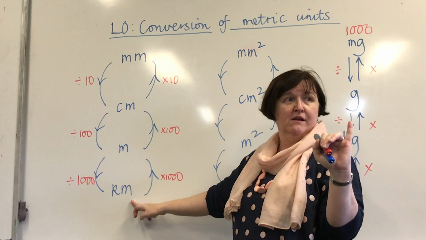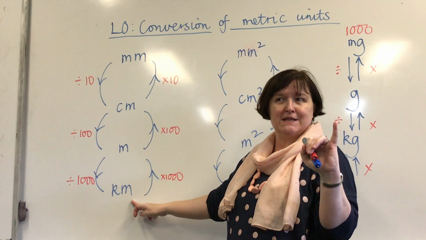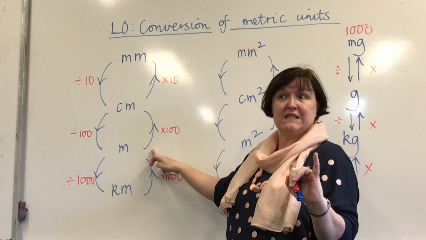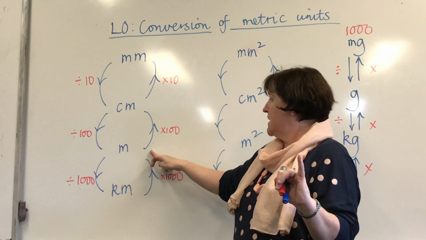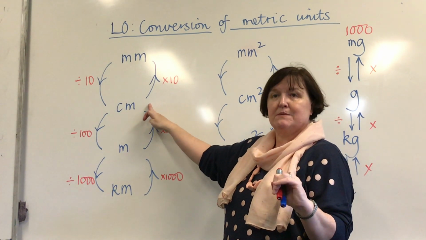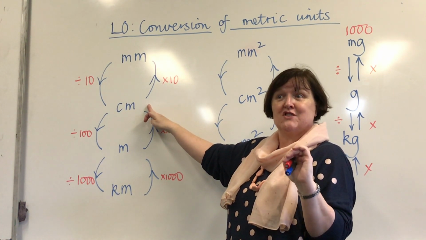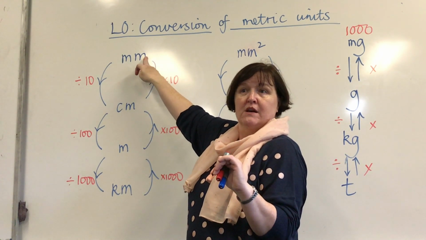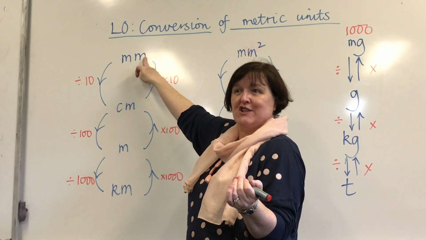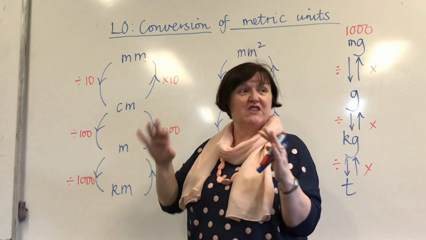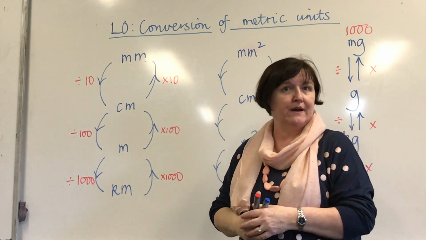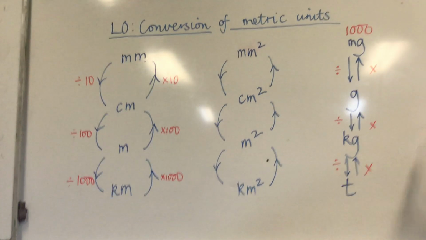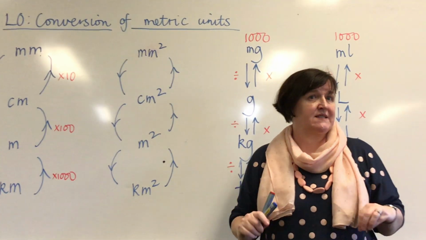So 1 kilometre, I've got to change it to millimetres, okay? First of all I'd change it to metres, so that would be 1,000 metres, because I'd times it by 1,000. Then I would change it to centimetres, so it would be 100,000 centimetres. And then I would times it by 10, which will give me 1,000,000 millimetres. But I've done it in 3 stages and it's a lot easier. Now, these 3 you need to know for year 7.